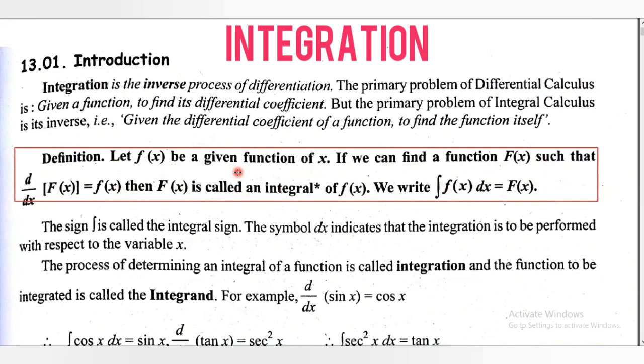Now look here, f(x) is the given function of x. We can find the function F(x) such that the derivative of F(x) is small f(x). Then F(x) is called the integral of f(x). Only if this condition is satisfied, then F(x) is called the integral of f(x), and we write it symbolically this way.